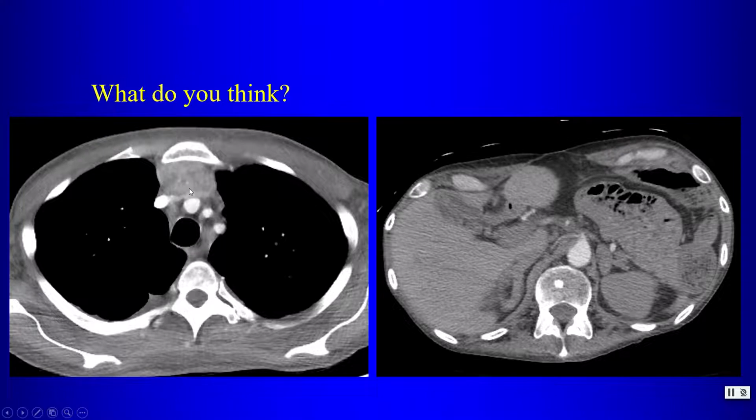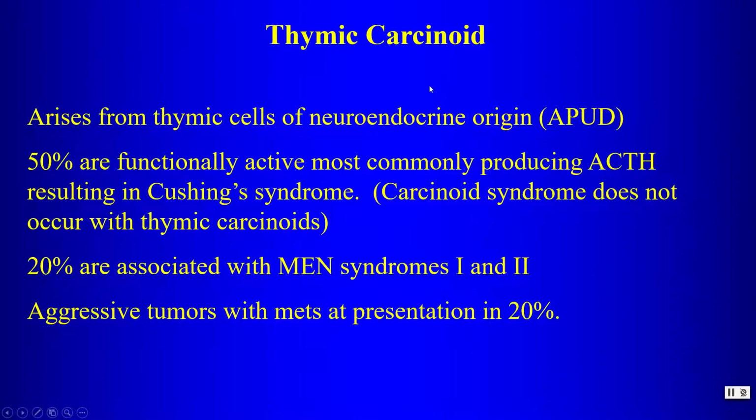We have an anterior mediastinal mass, and the finding on the second image, look at the adrenal glands. We have bilateral thickening of the adrenal glands. This patient has adrenal hyperplasia. How can we put that together with this anterior mediastinal mass? Well, if I tell you this patient also has Cushing's, then you should be able to put it together. This is an example of a thymic carcinoid tumor.